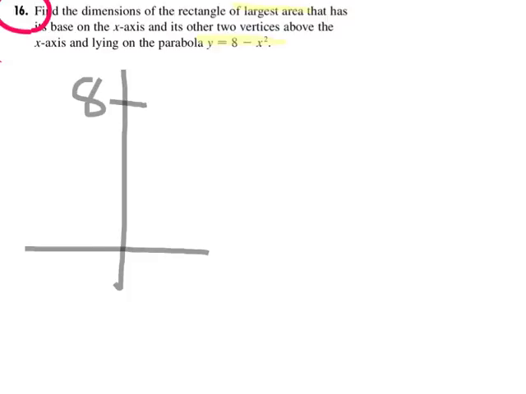Alright, so let's draw that parabola. 8 minus x squared, so we're going to have to be able to go up to 8. And minus x squared. If you want to know where it crosses the x-axis, you could set that equal to 0, right? And then you get 8 equals x squared, where x equals plus or minus the square root of 8. And the square root of 8 is a little bit less than 3.